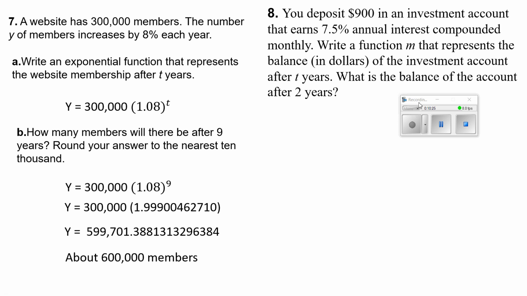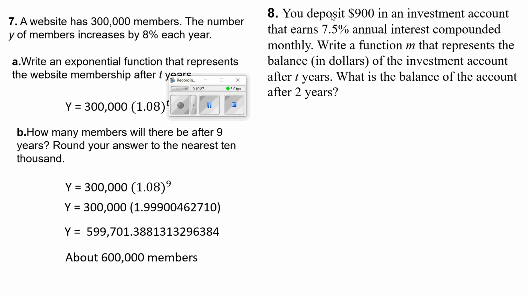All right, we're on number 8 now. It says you deposit $900 in an investment account that earns 7.5% annual interest compounded monthly. Write a function M that represents the balance in dollars of the investment account after 2 years. What is the balance of the account after 2 years? Wow. Okay, so let's see. You deposit 900, that's going to be an investment in front.